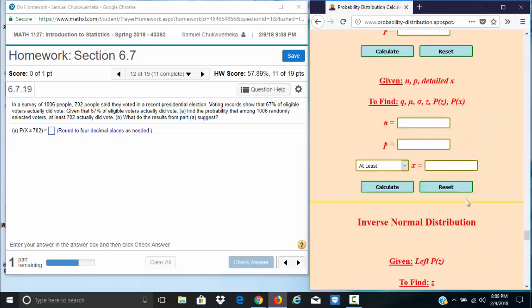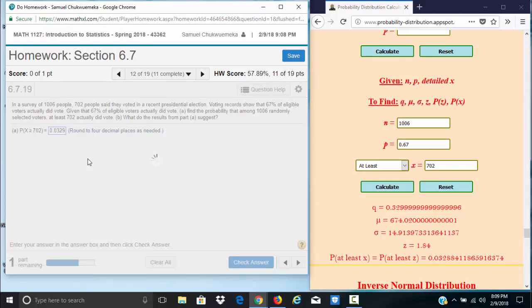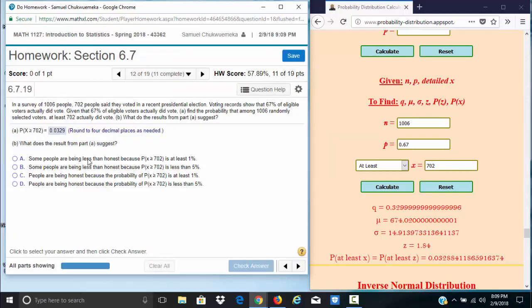So we use this again. Sample size here is 1,006. Probability of success is 67%, which is 0.67. And we are looking at least x equal to 702. So to 4 decimal places, our answer would be 0.0329. And this is actually less than 5%. This is 3.29%, which is less than 5%. So I think some people are being less than honest because the probability is less than 5%. So I will go with B.